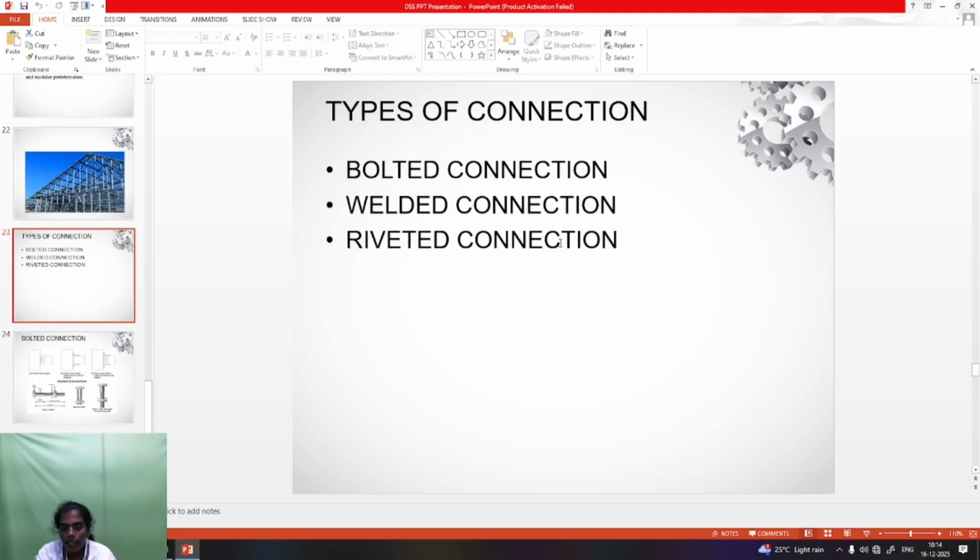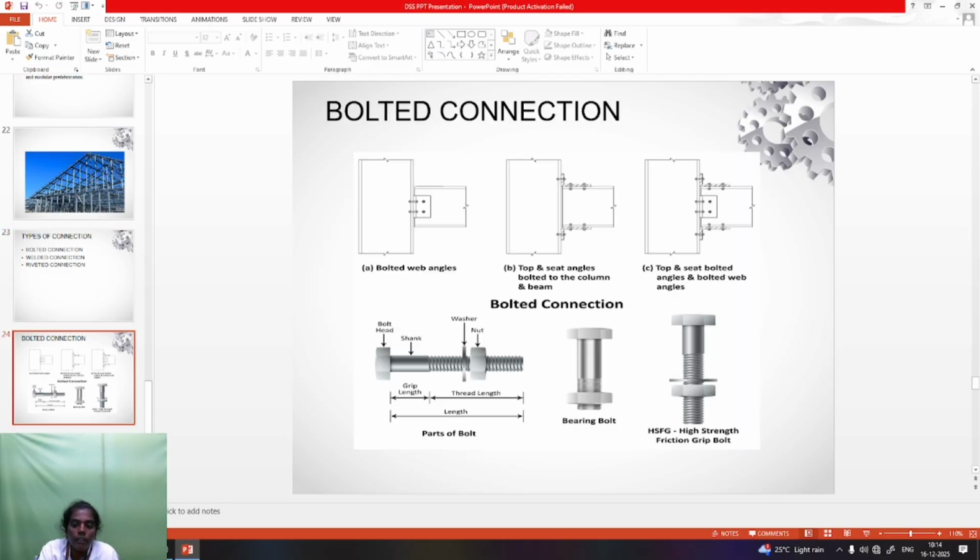Riveted is not used. Riveted means noise pollution, and a pin is driven into the member, so highly skilled labor is wanted. So the riveted connection is rejected, and the bolted connection is very important. So next, let us go for the bolted connection.